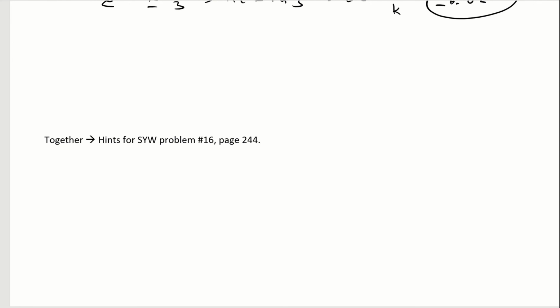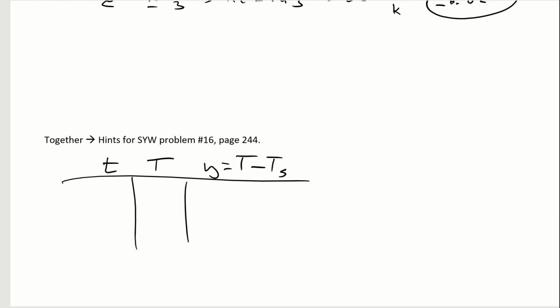All I can do is hint. I want you to goof with it. You're going to go capital T, you're going to go Y equals T minus the surroundings. You do the same thing. The only thing that's different is you're going to have to go back in time. So the time you're going to get is negative.